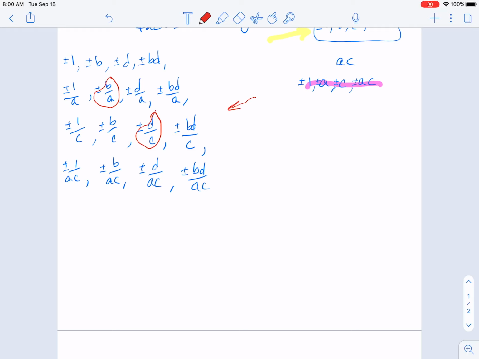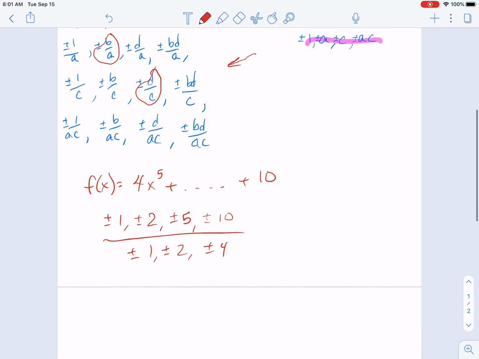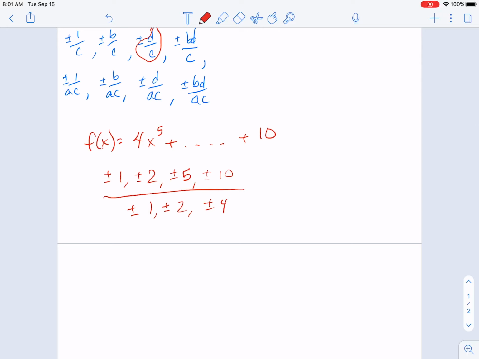Let's say, real fast, I give you f of x is equal to 4x to the fifth plus a whole bunch of stuff that I don't care about, plus 10 at the end. To find my possible rational roots, I'm going to take the factors of 10. So that's plus or minus 1, plus or minus 2, plus or minus 5, plus or minus 10. The factors of 4 would be plus or minus 1, plus or minus 2, and plus or minus 4. So if this polynomial, which I didn't even finish writing, actually has rational roots, then it has to come from the list.